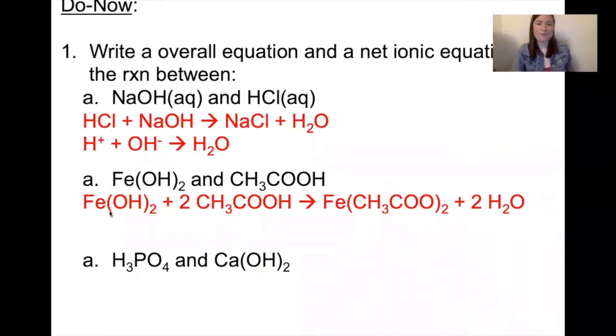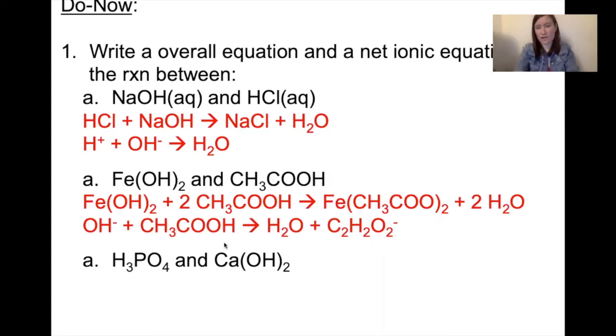Cool. The net ionic equation here, we're starting with acetic acid, which is a weak acid. So this mostly doesn't dissociate to start with. The H plus from that is going to bond together with the OH minus from the iron hydroxide. And so essentially the acetic acid is going to lose its H plus, the H plus is going to bond with OH minus to make water, and we're going to have a leftover acetate ion.